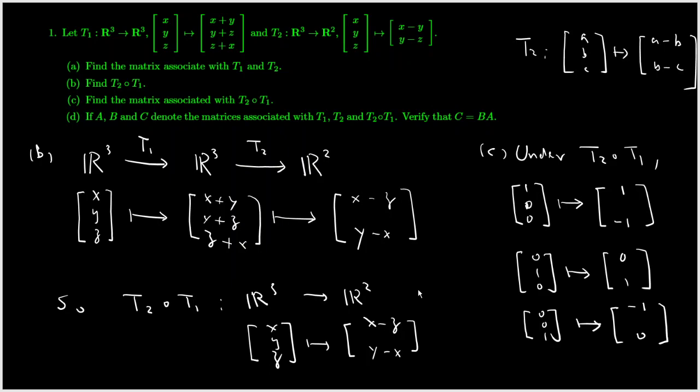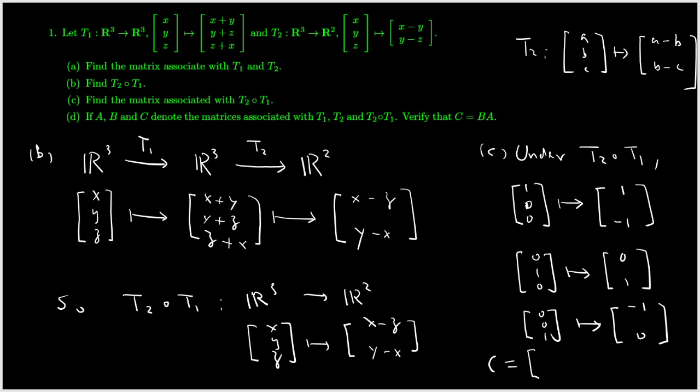Anybody see anything wrong? So if I use C to denote the matrix associated with the composite of two linear maps, I can figure out C now. C is the matrix formed by the outputs for i, j, and k.